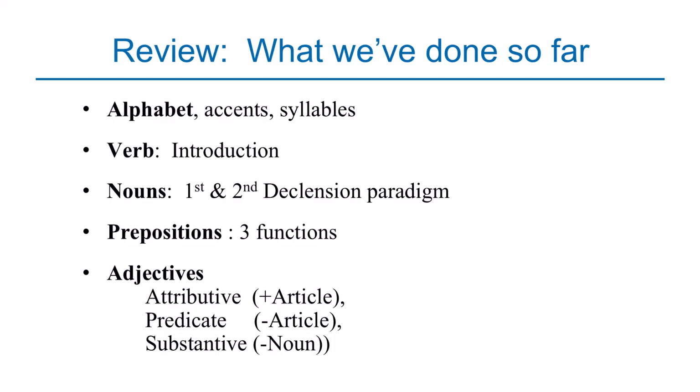Then we looked at prepositions and we said prepositions are words that show relationship between two words. And we said prepositions have three functions and we explored the three functions. Then we looked at adjectives and we said adjectives are words that modify nouns. And we looked at the three functions of adjectives. Adjectives can be attributive, they can be predicative, or they can be substantive. And we looked at what these three functions mean.